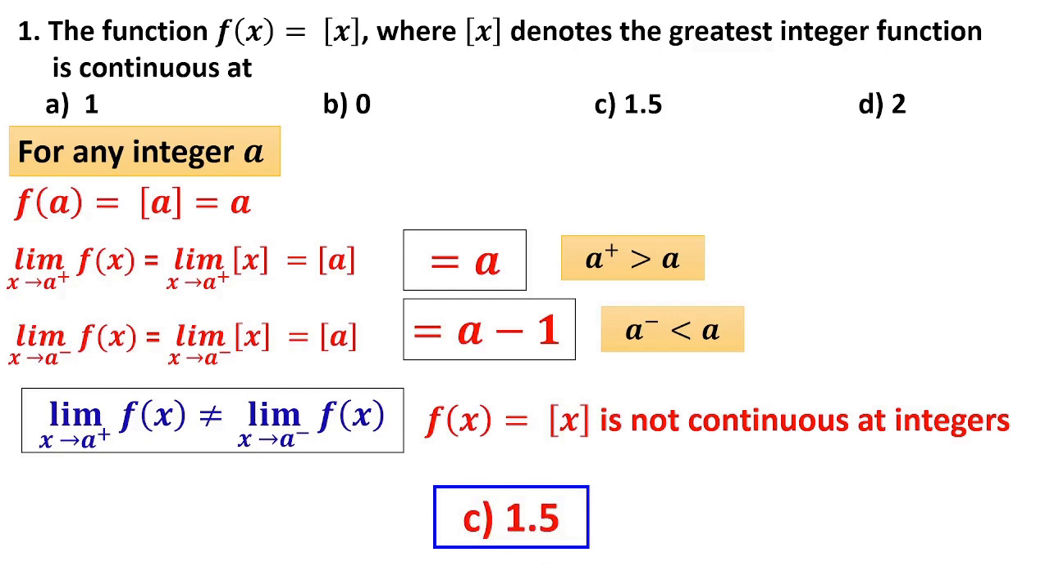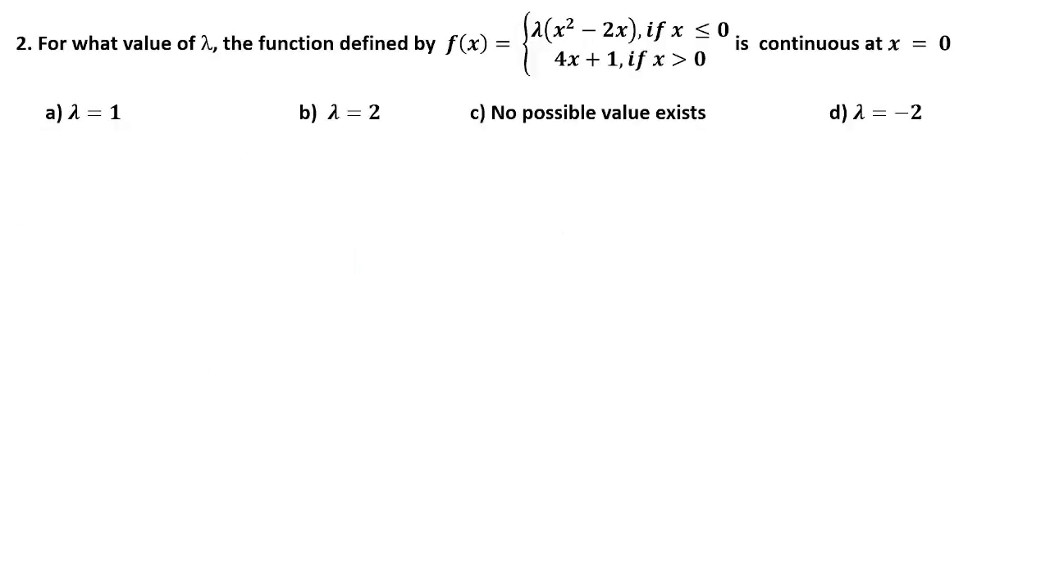You can write the answer directly for 1 mark. Suppose if they ask you for 2 marks, show that the function f of x, the greatest integer function, is not continuous at integers, you have to follow these steps. We'll go to question number 2.